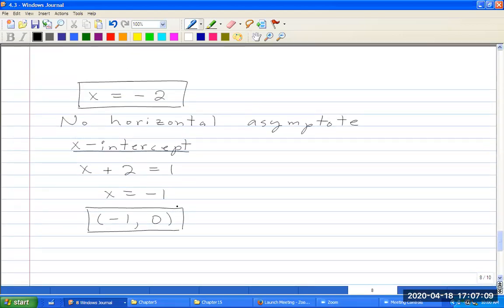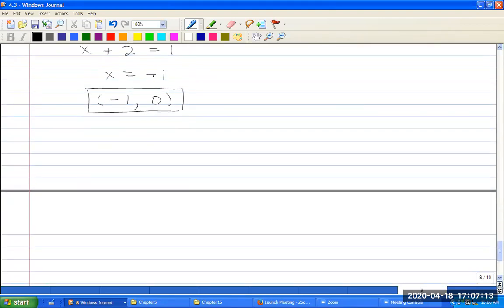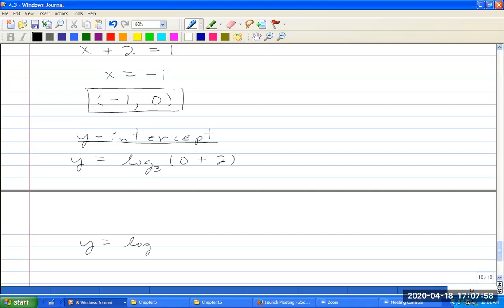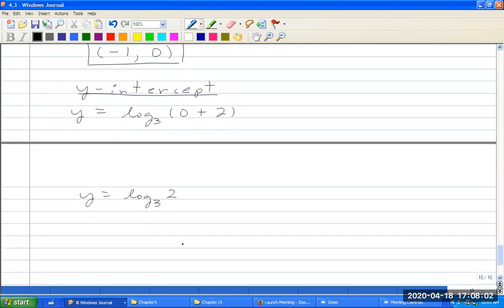Oh, and y-intercept. Actually, since I have room, let me do the y-intercept. It's not really going to give you anything nice, but I have room, so I might as well. In general, I don't usually find the y-intercept, just because it's usually nothing nice. To find the y-intercept, you replace x by 0. And so this is just log base 3 of 2. And who knows what that is. So the y-intercept is at (0, log base 3 of 2).